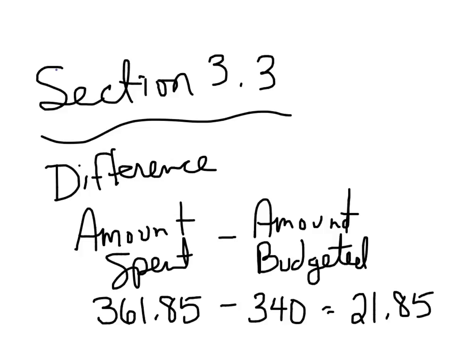The subtraction part is not usually the problem. The problem with these is figuring out, did they spend more or less than what they budgeted? Is 361.85 higher than 340 or lower than 340? It's higher, so the 21.85 you spent more than you budgeted. That number was higher than what you thought you were going to spend. That's what it's asking. So the problems are going to ask you, did you spend more or less?